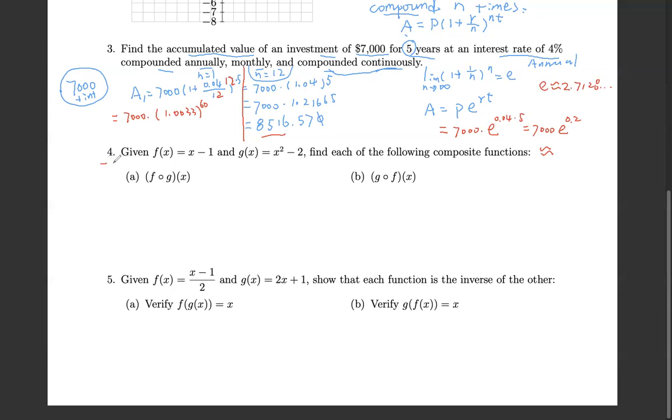All right, let's see question 4. Given a function f, a linear function, because x raised to 1 is a polynomial of degree 1, or a linear function. And g is a polynomial of degree 2, or a quadratic function.